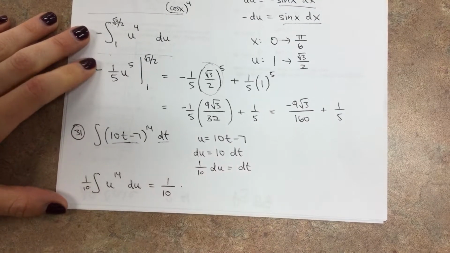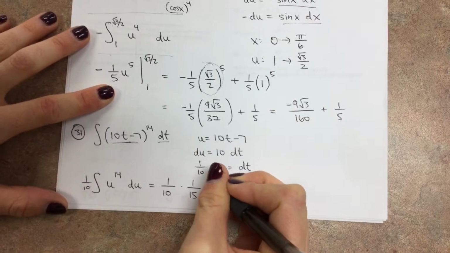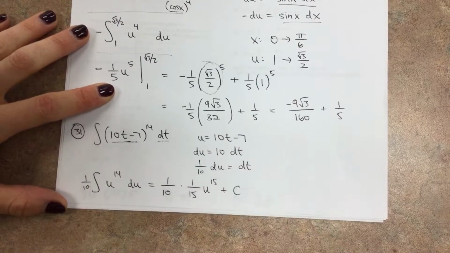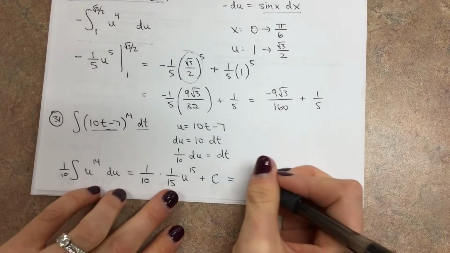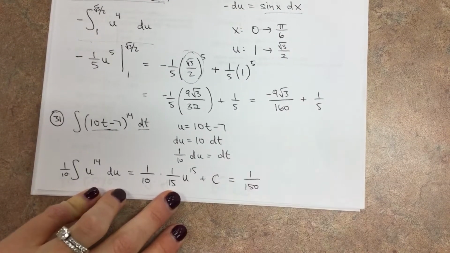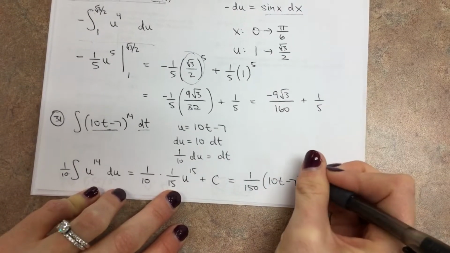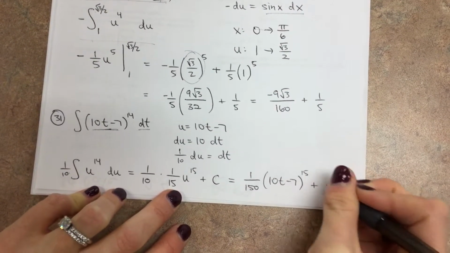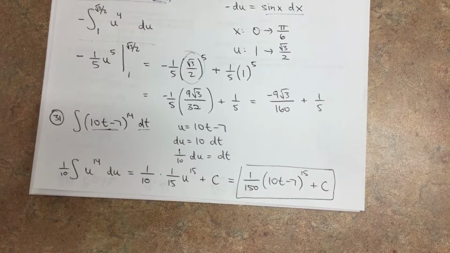So the 1/10 hovers out front. The antiderivative using a power rule would be 1/15 u to the 15th, and make sure you've got your plus c for indefinite integration. And now I'm going to simplify and sub the expression back in. So this will be 1 over 150, and I'm subbing this expression back in for u raised to the 15th power, and then plus c. So that would be my final answer for number 31.